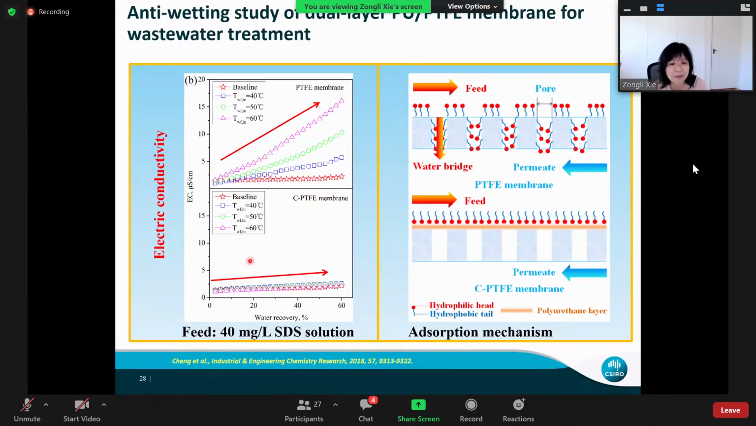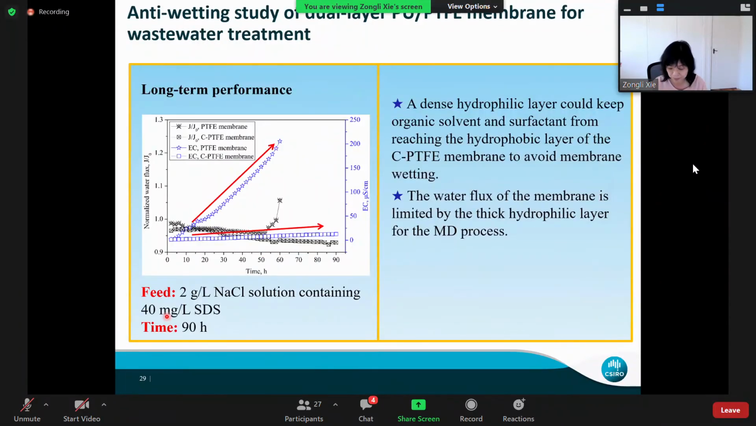So we test this membrane, and as you can see, for the PTFE membrane, obviously because of the presence of a surfactant, those surfactants can lower the surface energy of the PTFE membrane, so gradually it wets the pore, and the membrane will lose its selectivity. This figure just shows the electric conductivity on the permeate side of the membrane.